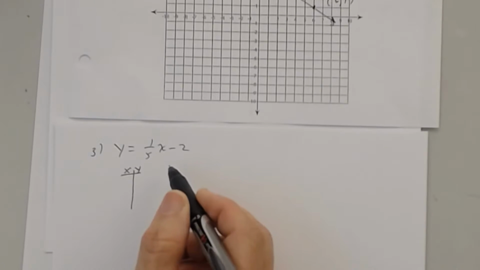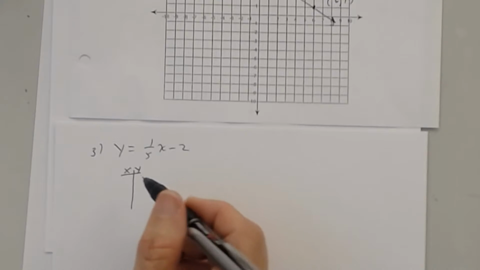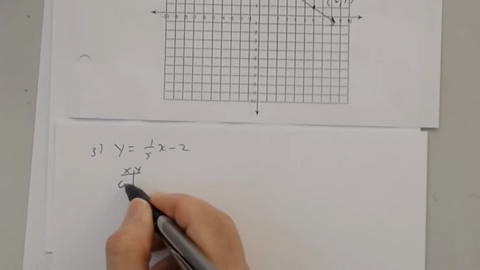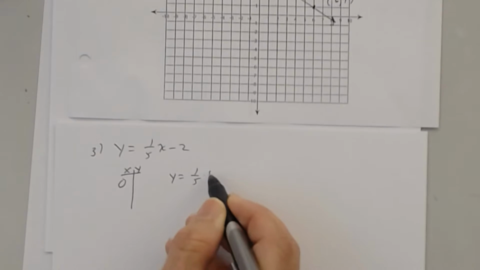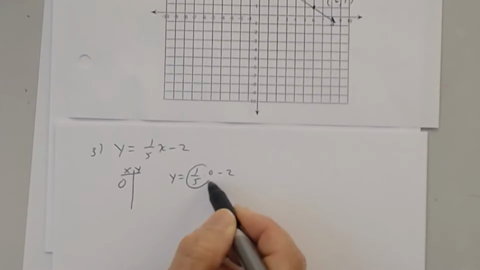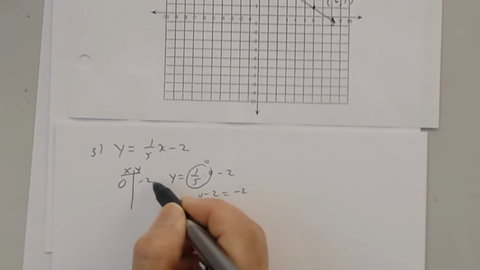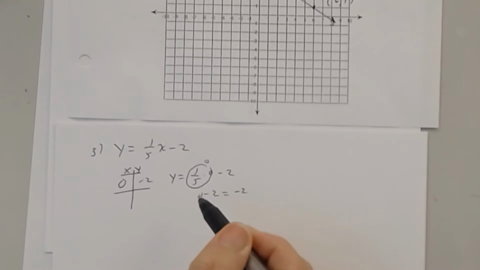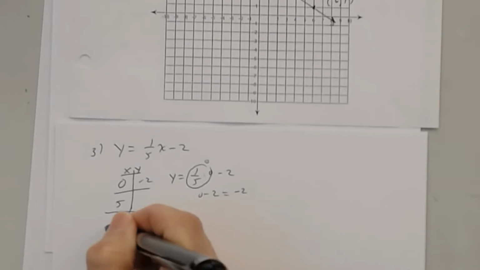I want to choose numbers that are divisible by what? 5. What number is always divisible by a non-zero number? 0. Always use 0. So if x is 0, I get y equals 1/5 times 0 is 0, and 0 subtract 2 is a -2. Good. All right, I need 2 more x values. 5 and -5.